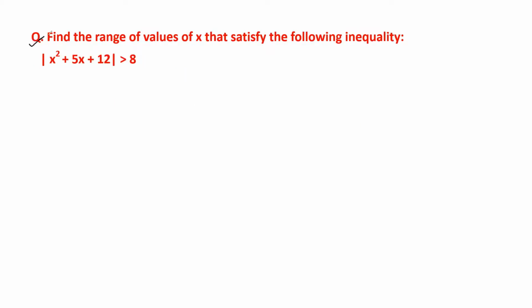Now let us see this question. Find the range of values of x that would be satisfying this given inequality. So here we have mod of x square plus 5x plus 12 greater than 8, and we need to find those range of values of x which would be satisfying this inequality.